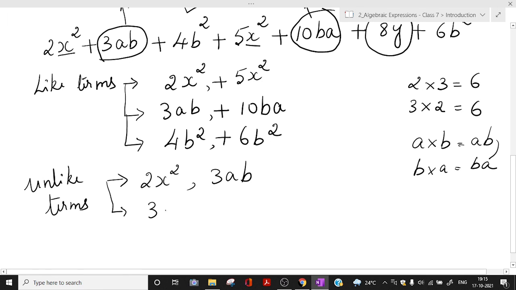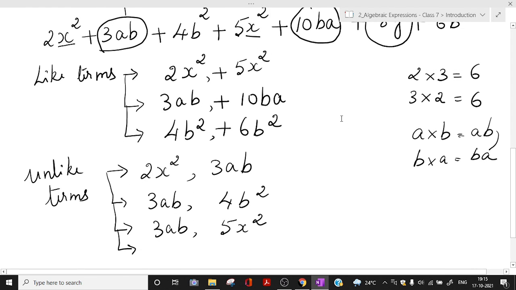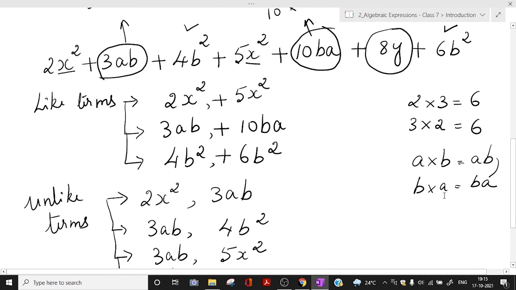We can also write 3ab and 4b square. These are unlike terms. We can also go ahead and write 3ab and 5x square, unlike terms, right? We can also write 10ba and 8y. So 10ba and 8y are also unlike terms. Are there any other unlike terms that we can write? Definitely yes. We also have 8y and 6b square, unlike terms.